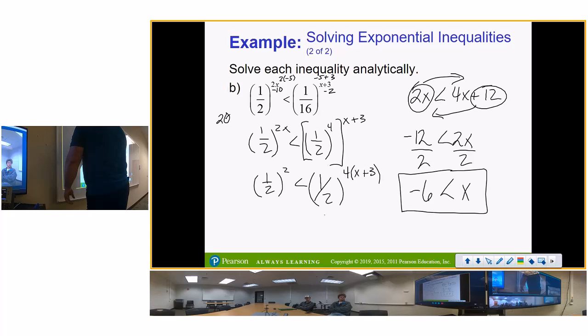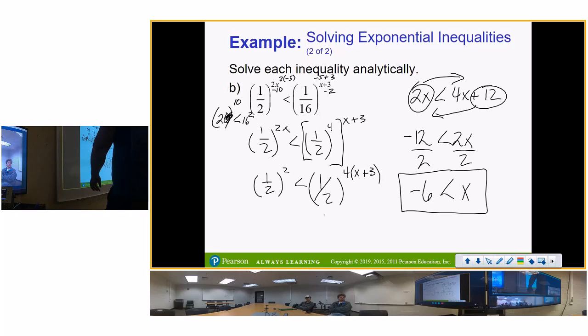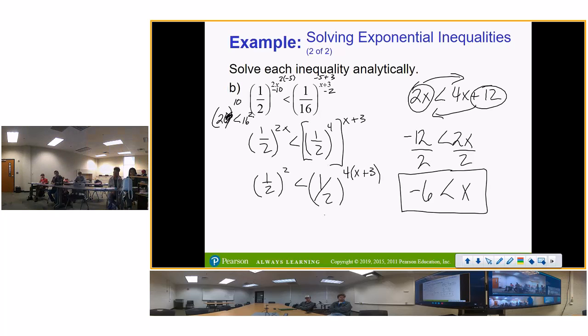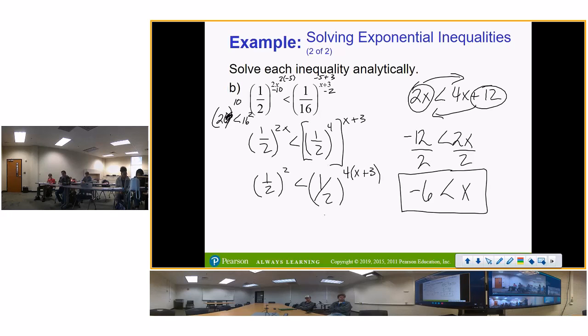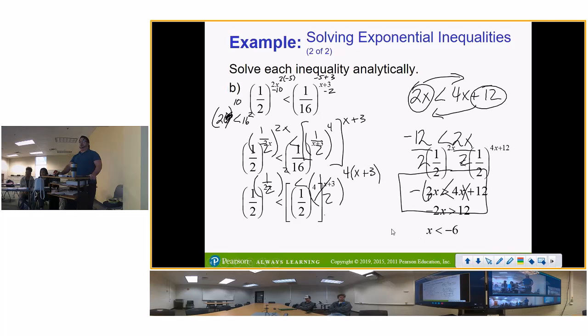I'm sorry, 2 to the what? 2 to the 10th power is less than, and if I want to flip this, I'm going to flip this to 16. 16 to the what? I don't remember. Second power, right? Well, that's wrong. Something is wrong here, because they're getting less than, and I'm getting greater than. You should get the same answer no matter how you do it.